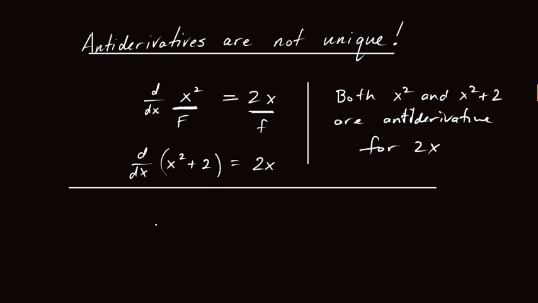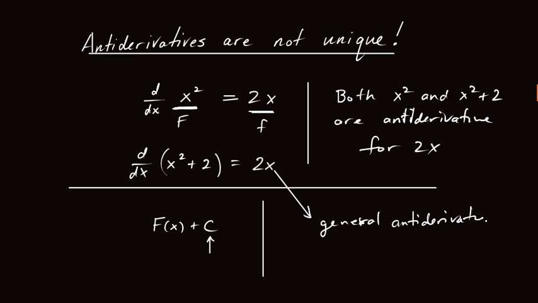In general, if you have any antiderivative F of x, you can always add a constant to it to get another antiderivative. And in fact, any two antiderivatives for a given function differ by some constant. So this constant we'll use capital C to represent. So when you're asked to find an antiderivative for something, you should really add in C. So the general antiderivative for 2x is x squared plus C. So keep adding in this plus C because it gives you the most general form.